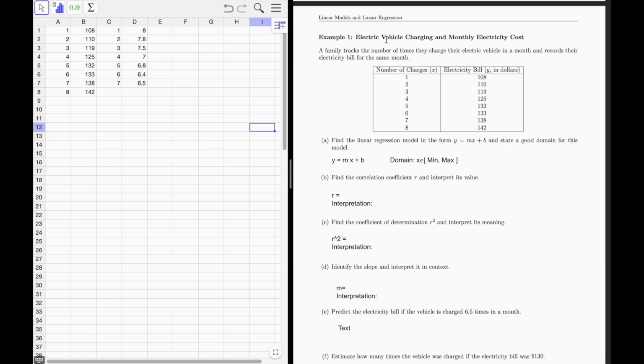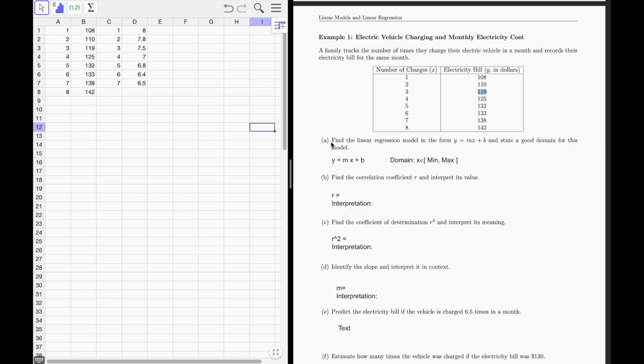It says electric vehicle charging and monthly electricity cost. A family tracks the number of times they charge their electric vehicle in a month and records their electricity bill for the same month. So when x is 1, their electric bill is 108. When they do 2 charges, it's 110. When they do 3 charges, it's 119, etc.